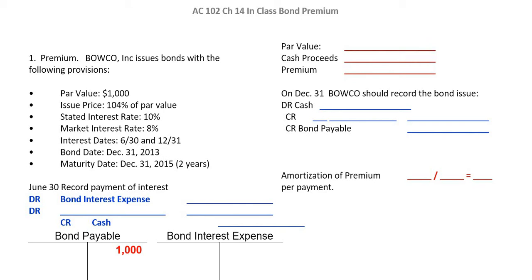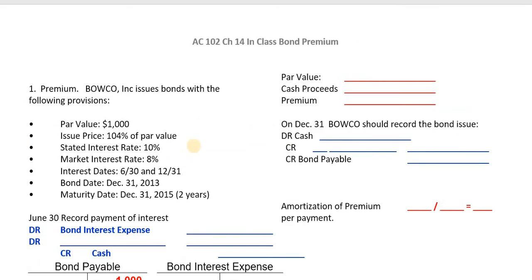So let's go here. BOCO Incorporated issues bonds with the following provisions. It's a $1,000 bond, 104% of par value. It's a premium. You're getting 4% extra. Stated interest rate is 10%. Rates went down after we issued the bond, so the price went up to 104. It's going to pay interest twice a year, and it's a 2-year bond.